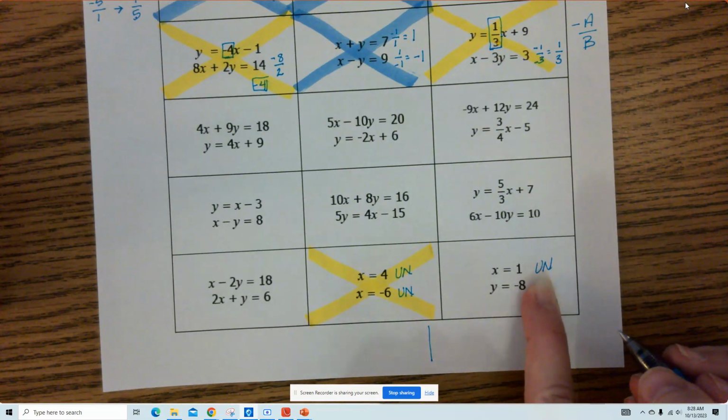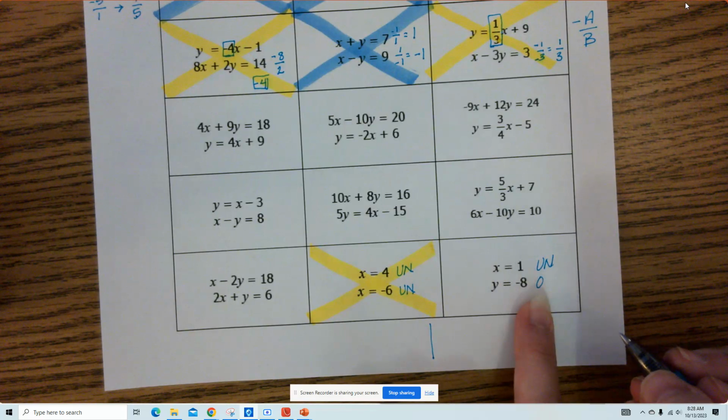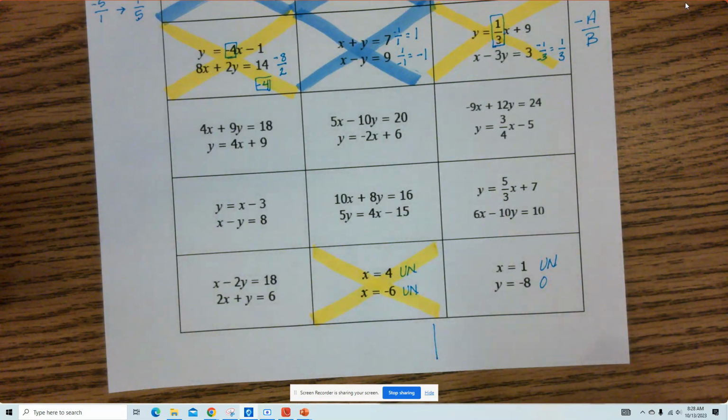All right, this last one. If x equals is undefined and y equals is 0, those will be perpendicular. So 0 and undefined are the negative reciprocals of each other.